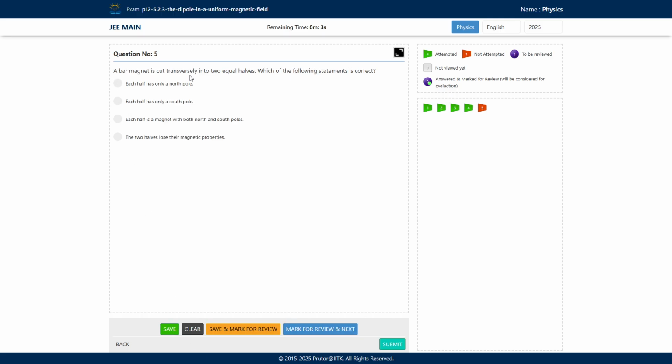A bar magnet is cut transversely into two halves. Which of the following statements is correct? Each half has only a north pole, each half has a south pole, and each half is a magnet with both north and south poles. The two halves lose their magnetic properties.